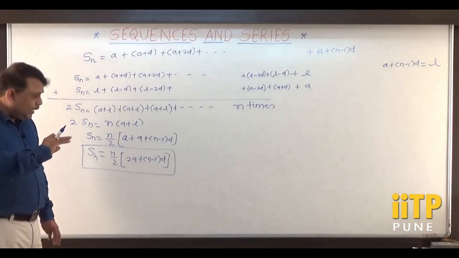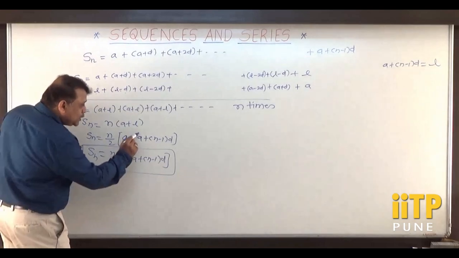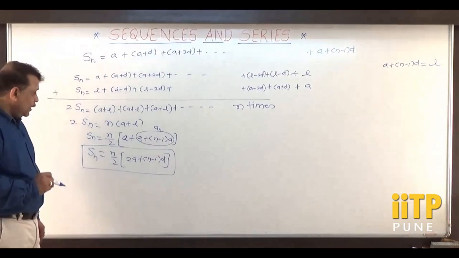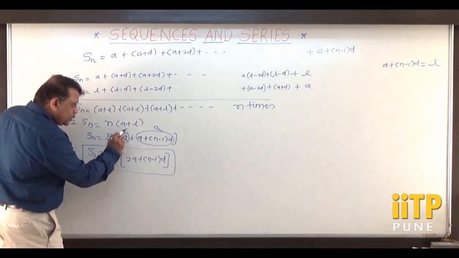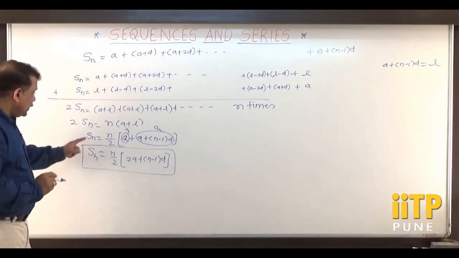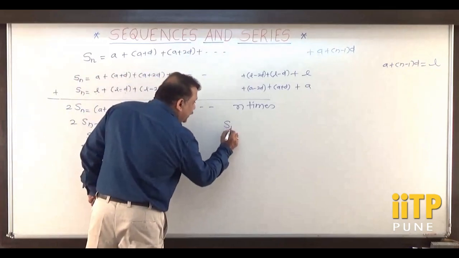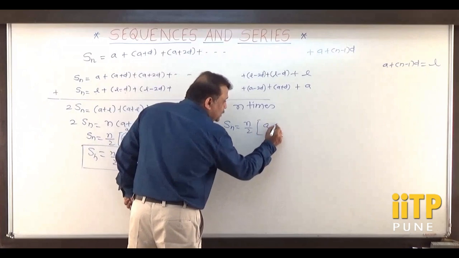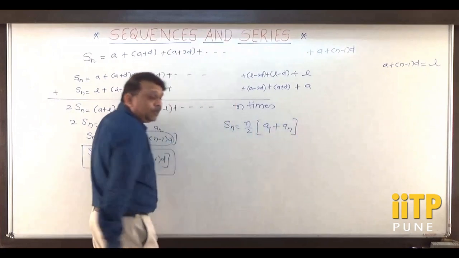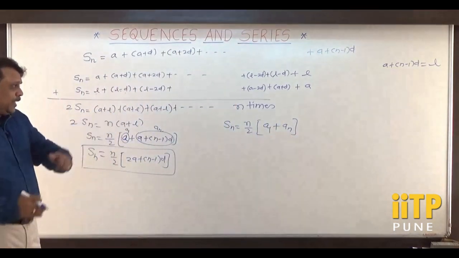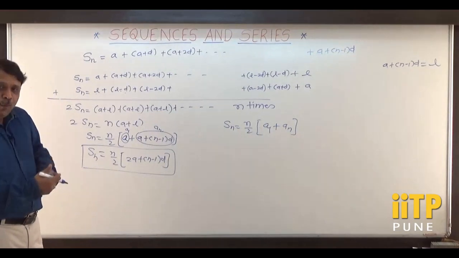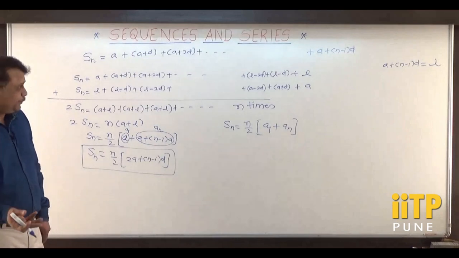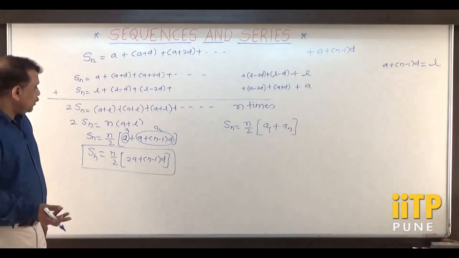One can write this in one more way. The nth term, let us denote it by An, and this is the first term, A1. So this Sn can also be written in the form N by 2 into bracket A1, the first term, plus An, the last term. So Sn in one more form is N by 2 into bracket first term plus last term.